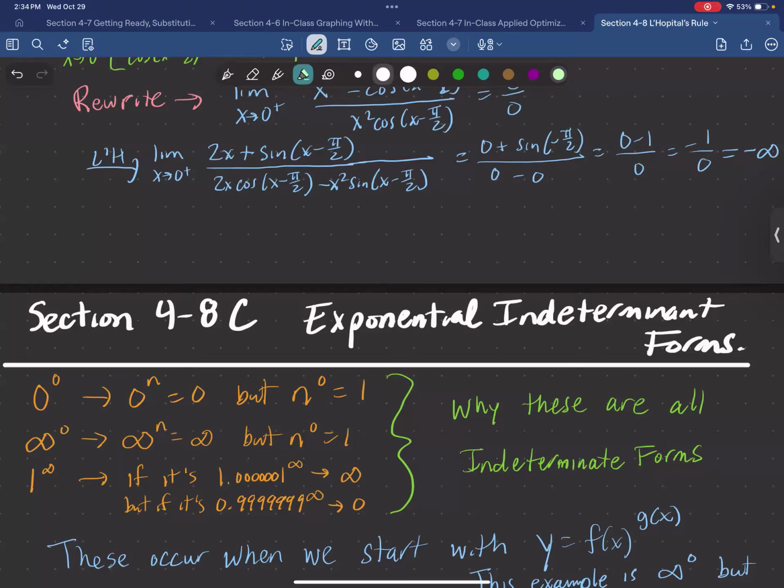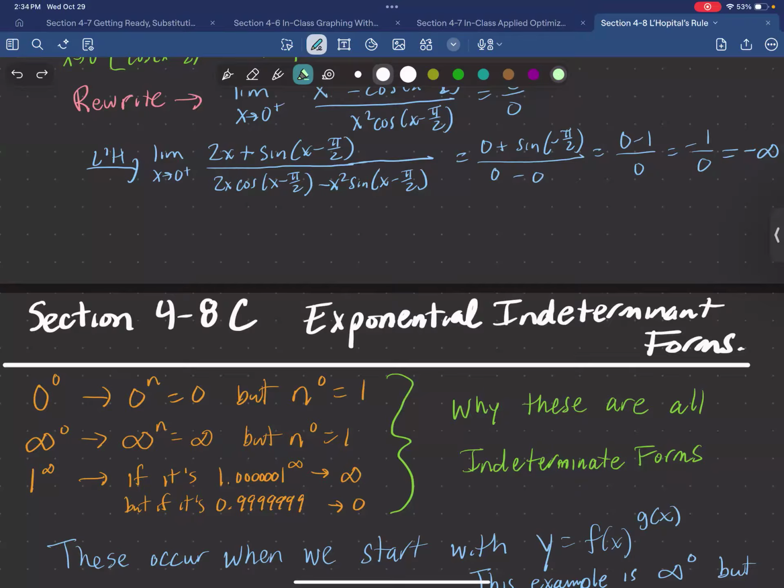Okay, so these are all conflicting things. Infinity or 0 here, infinity or 1 here, 0 or 1 here. These are all indeterminate, and so we are going to have a way of writing them using L'Hopital's. These all start with something in the form y equals f of x to the g of x power.